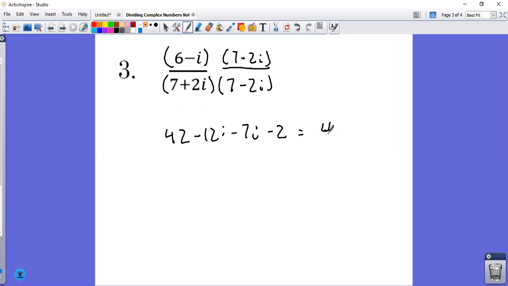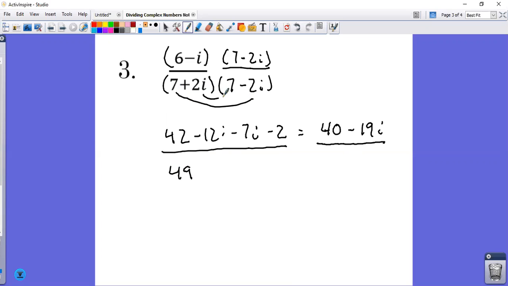So that's 40 minus 19i for the top. And then the denominator is going to be 49. 7 times 7. You're going to have a negative 14i and a positive 14i, so those will cancel out. You just have to do 2i times negative 2i, which is negative 4i squared, or plus 4. 49 plus 4 is 53.